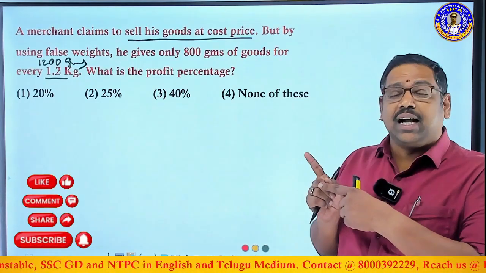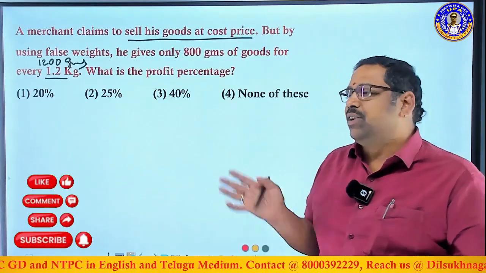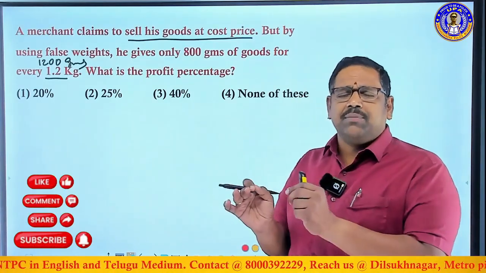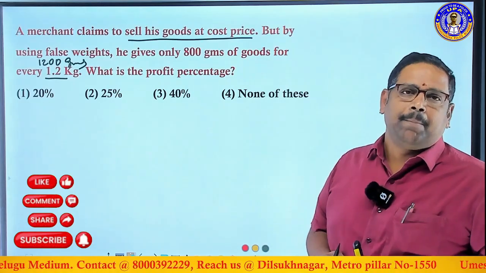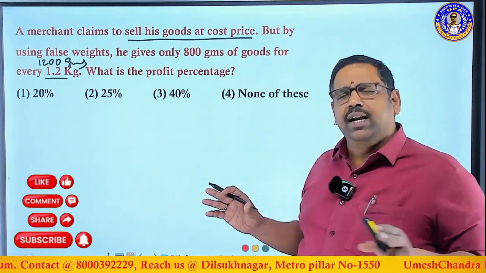To the customer, I will say that I am giving only 800 grams. If he says like that, he will slap me, right? That's why I am saying simply, I am giving you 1.2 kg. That is nothing but 1200 grams. Okay. So I said that I don't need any profit.